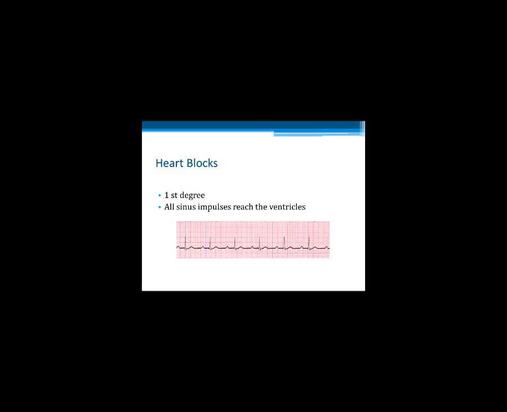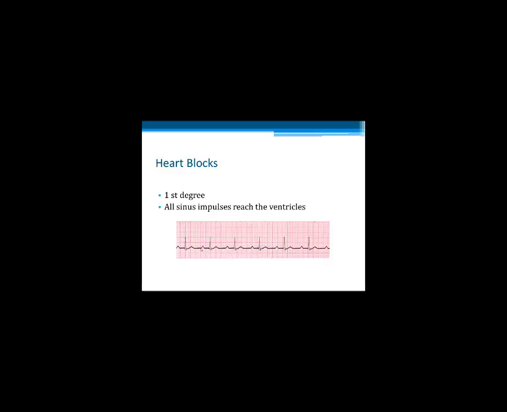So let's start with first degree AV block. With first degree AV block, all that means is that my PR interval is prolonged. This occurs when the impulses from the atria are consistently delayed during conduction through the AV node. This is the least dangerous. You'll see this more frequently than you'll see the other ones. But first degree AV block can progress to more severe block.